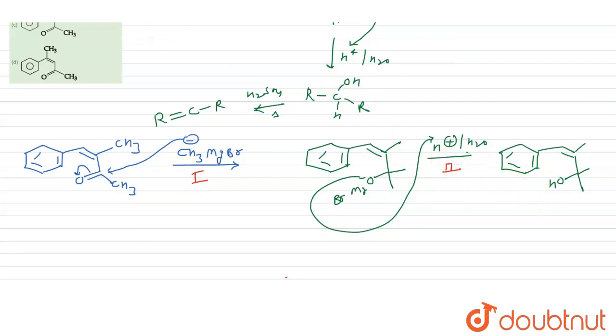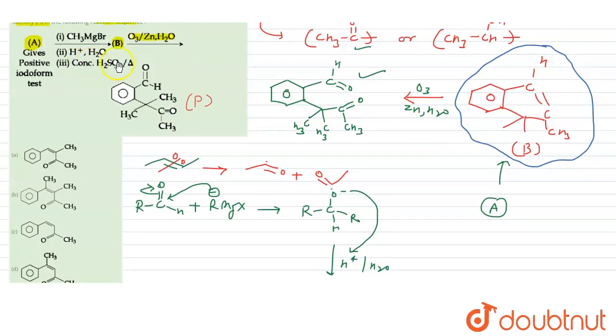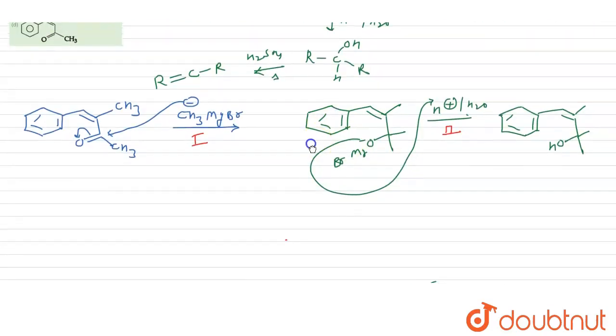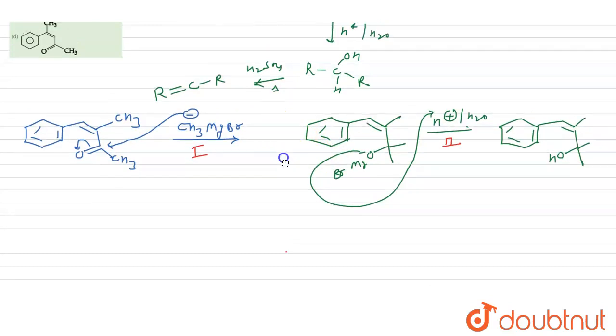After this we add concentrated H2SO4, and then heat. So let me heat it, and if I heat it, the product will look like this. This is concentrated H2SO4, and then the heating condition.